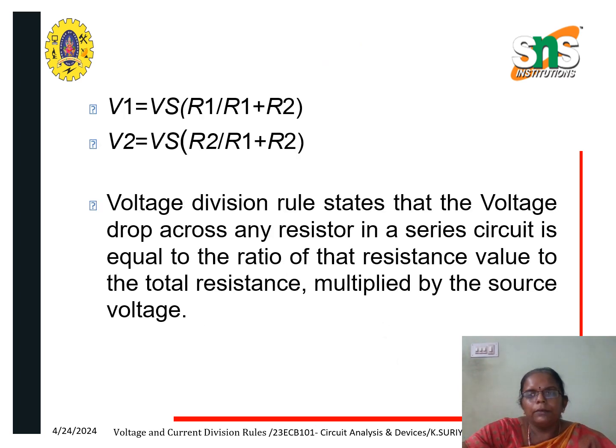Here we can find the voltage using total voltage into corresponding resistance divided by the sum of the resistances. To find the voltage across R1, it is total voltage into R1 divided by the sum of the resistances. For the voltage across R2, it is total voltage into R2 divided by the sum of the resistances. The voltage division rule states that the voltage drop across any resistor in a series circuit is equal to the ratio of that resistance value to the total resistance multiplied by the source voltage.